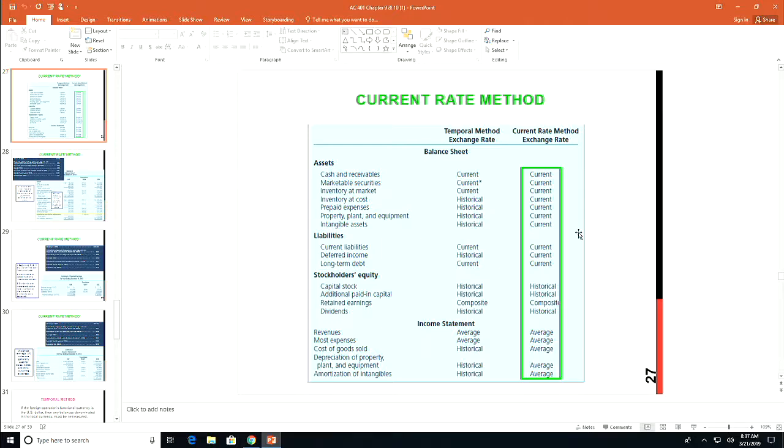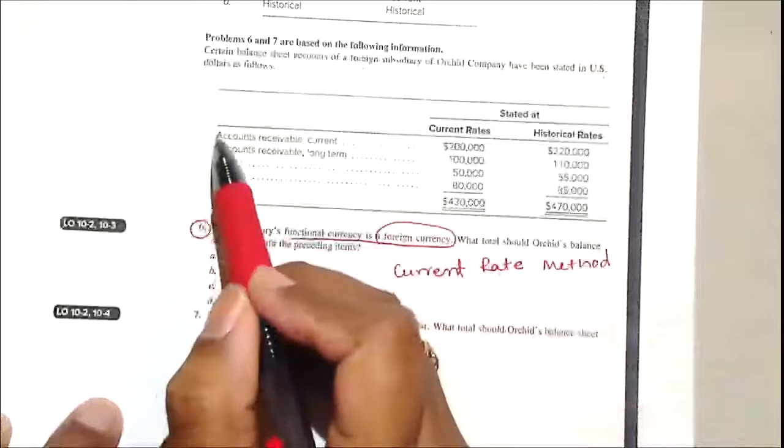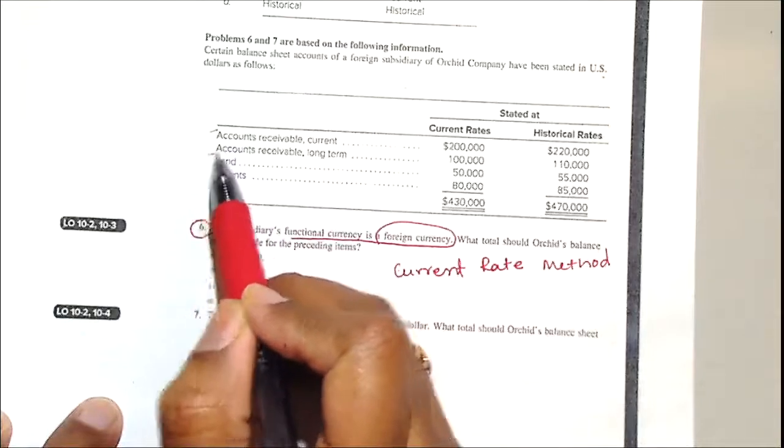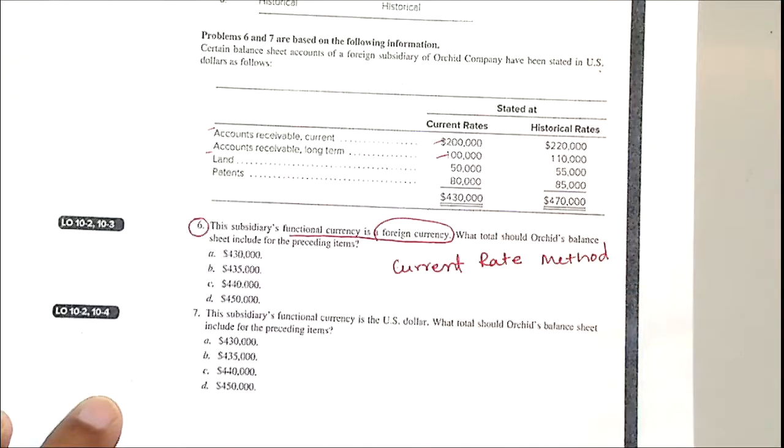Current. So what do you mean by current rate? Which date's rate? Most recent, that means usually it's on December 31st. But they actually gave you the current rate converted number. So if you look at the current rate converted numbers, for account receivables, both current and long-term, we're going to use the current rate number. They actually converted it.